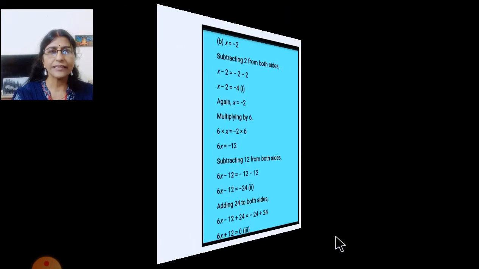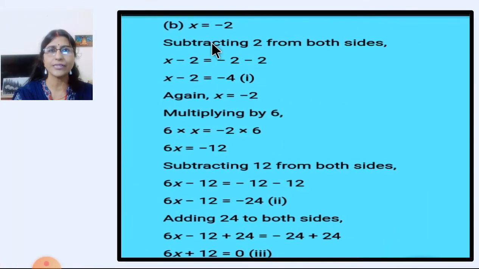Now the next question, x is equal to minus 2. Now here you see subtracting 2 from both the sides. So here it is subtracted. So when you are subtracting left hand side by 2, here also it is subtracted by 2. So you will get minus 4 here, and here x minus 2 is equal to minus 4. This is again an equation, new equation formed.